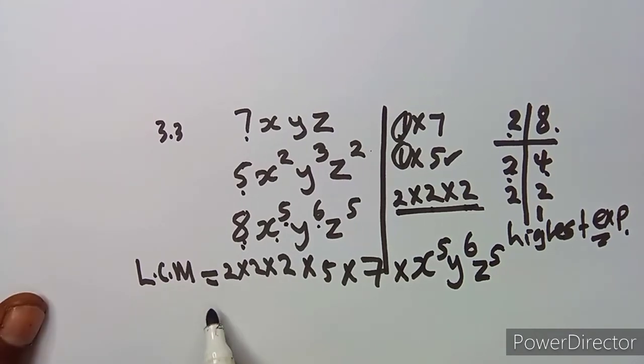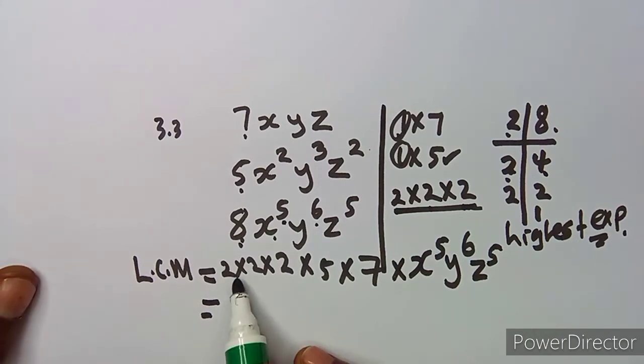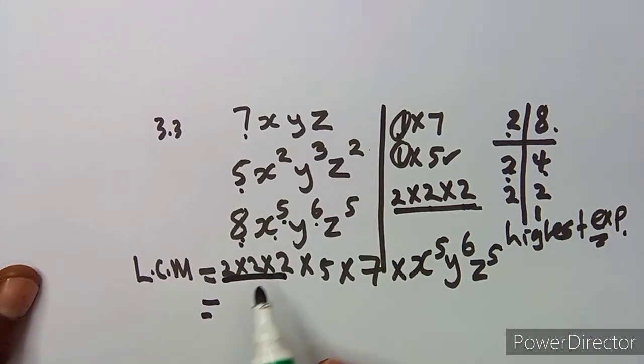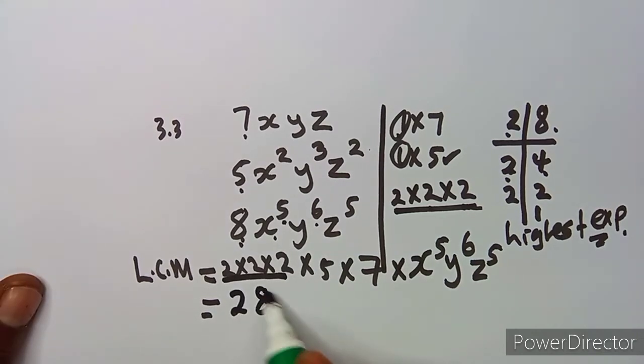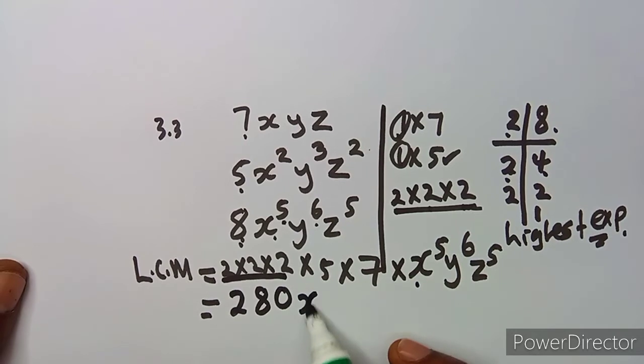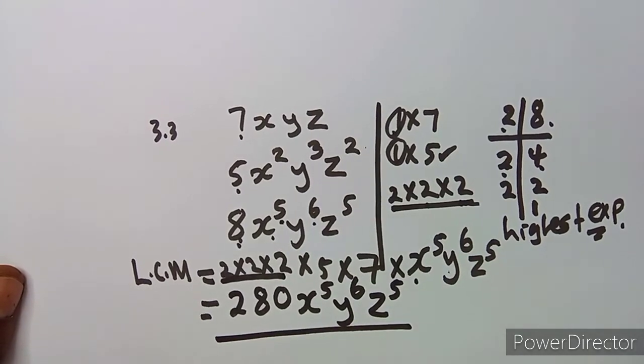Okay, now let's multiply the numbers. You can actually multiply these numbers together using your calculator. As you can see, like I said, you can write it as 8. Okay, so you're going to obtain something like 280. Okay, 280 x to the exponent of 5, y to the exponent of 6, z to the exponent of 5, like this. So this becomes your LCM. If you multiply these numbers properly, that's 280 for you. All right, so guys, that's the idea there.